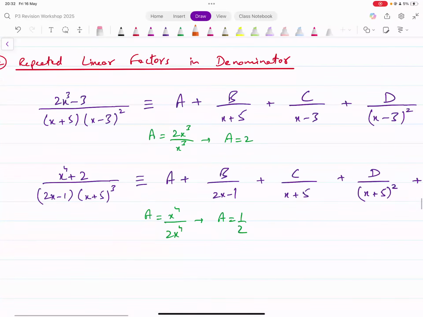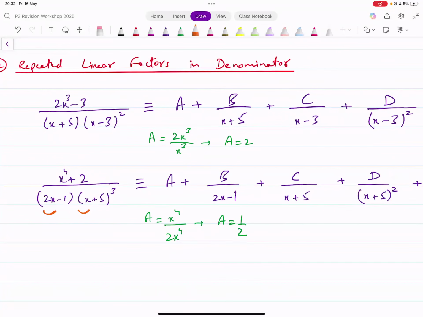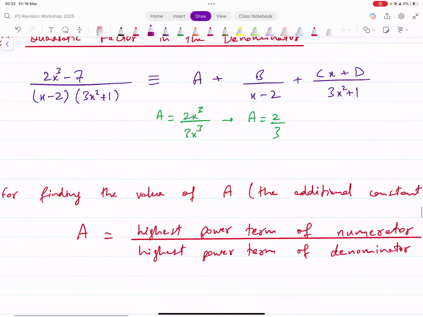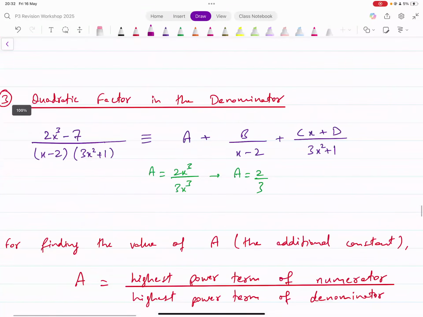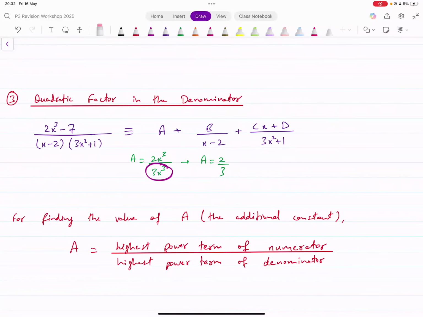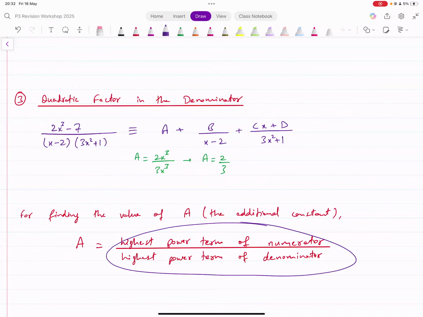doing this division. Similarly here, there is x to the power 4 in the numerator and 2x to the power 4 in the denominator. The value of a turns out to be 1/2. In this case, it's 2x cubed in the numerator and 3x cubed in the denominator, so a equals 2/3. So how do you find the value of a? It's just the highest power term of the numerator divided by the highest power term of the denominator.